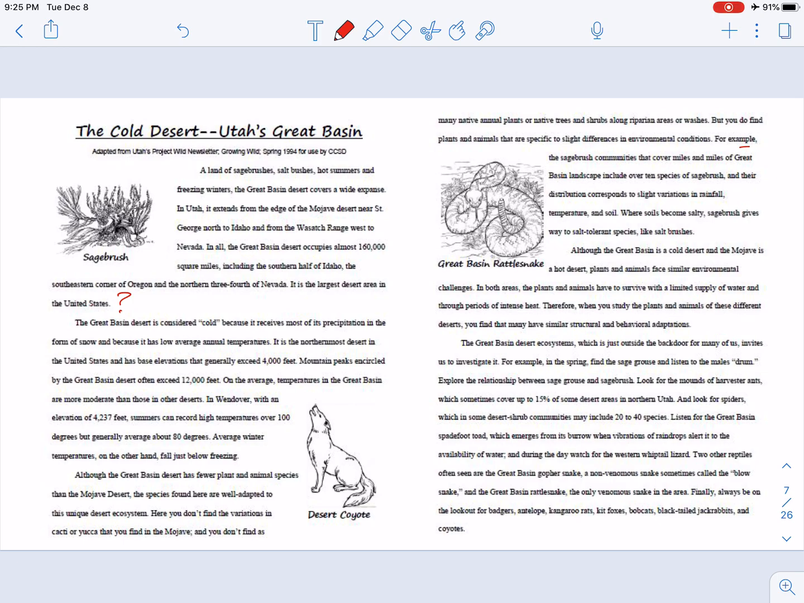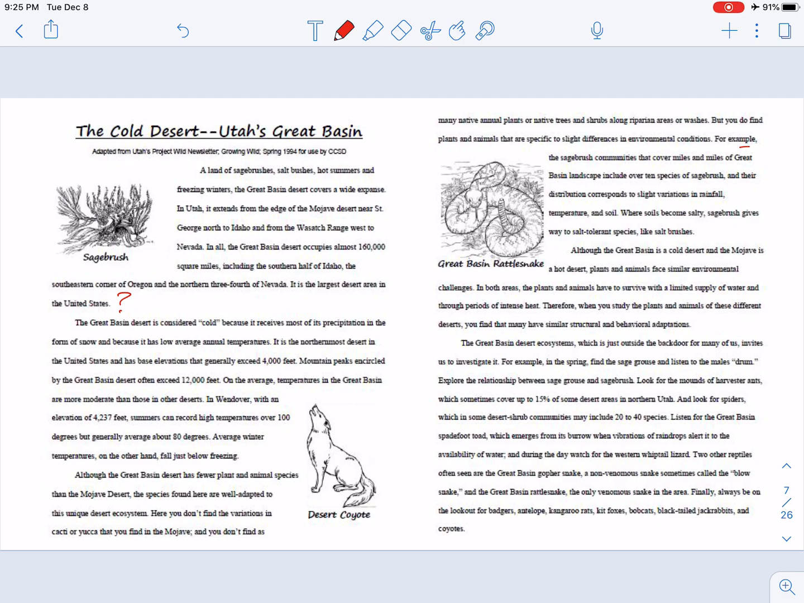For example, the sagebrush communities that cover miles and miles of Great Basin landscape include over 10 species of sagebrush, and their distribution corresponds to slight variation in rainfall, temperature, and soil. Where soils become salty, sagebrush gives way to salt-tolerant species like saltbrushes.